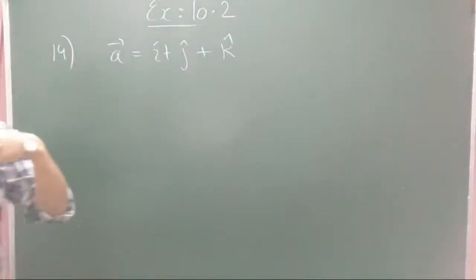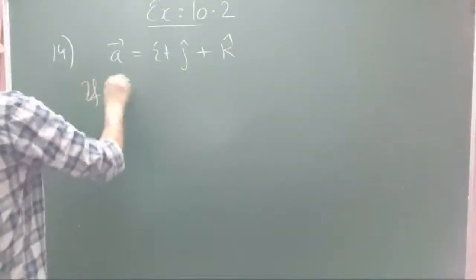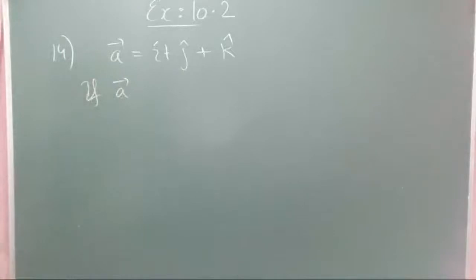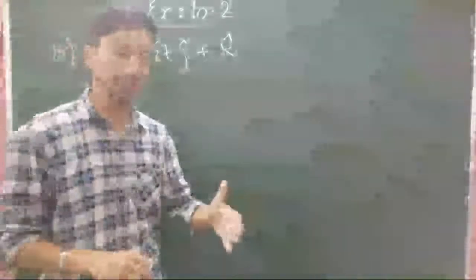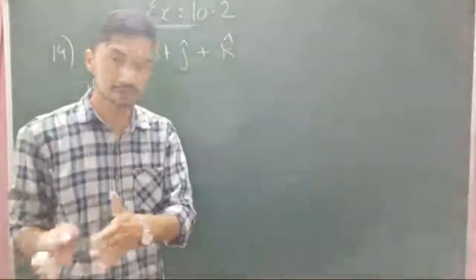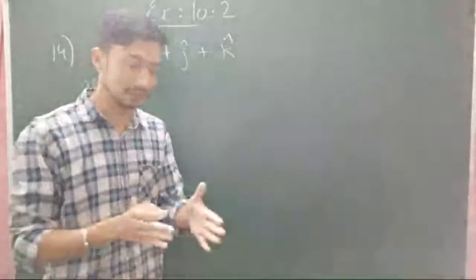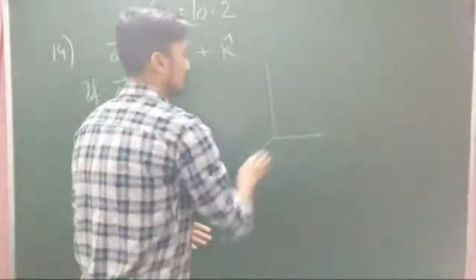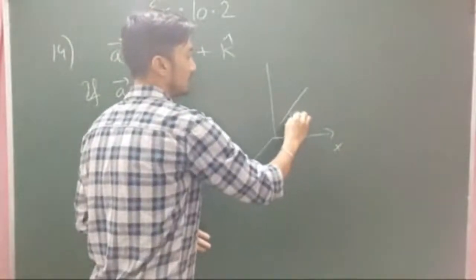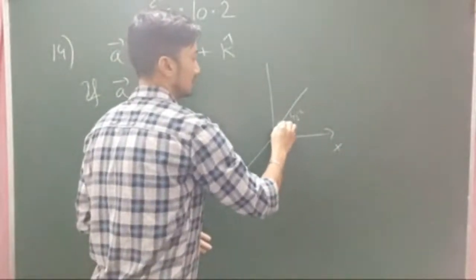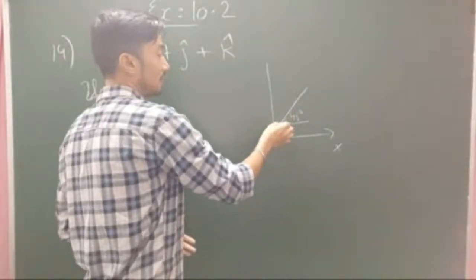Let's just write down: if vector A is equally inclined, it means this particular vector is making equal angles with respect to the x-axis, the y-axis, and the z-axis. Just as an example, if this vector is making, let's say, 45 degrees with respect to the x-axis, then with respect to the y-axis also, it should be making 45 degrees.